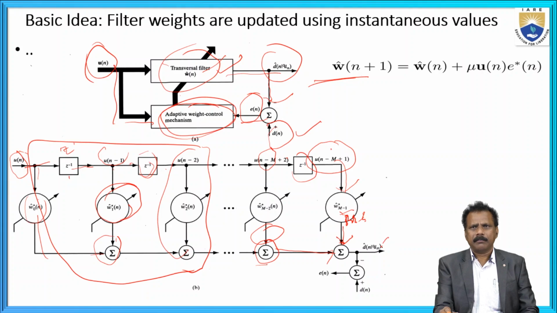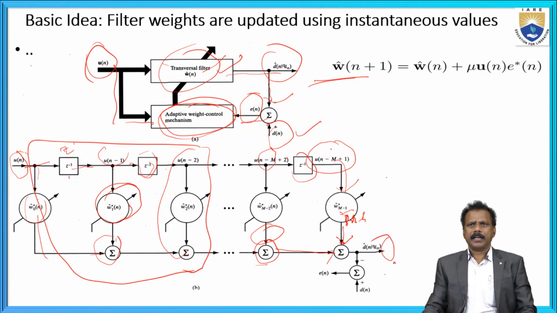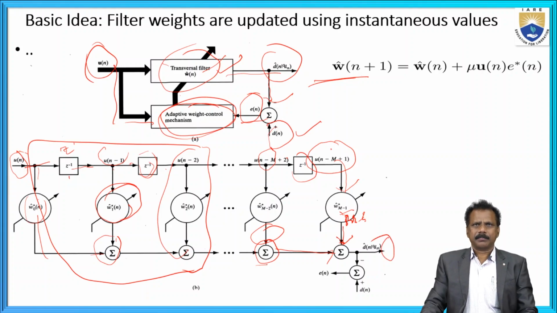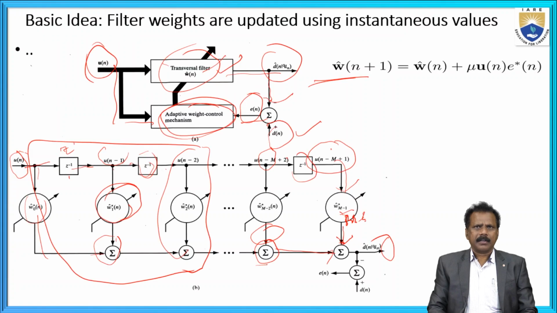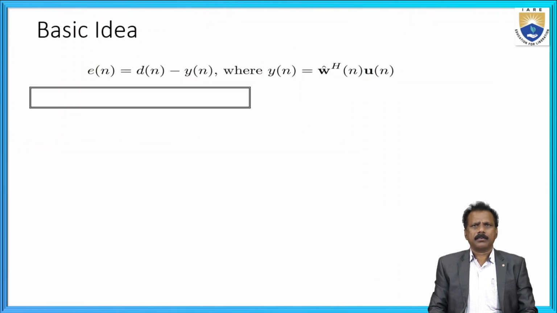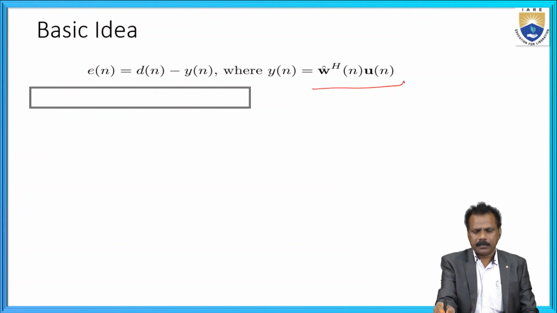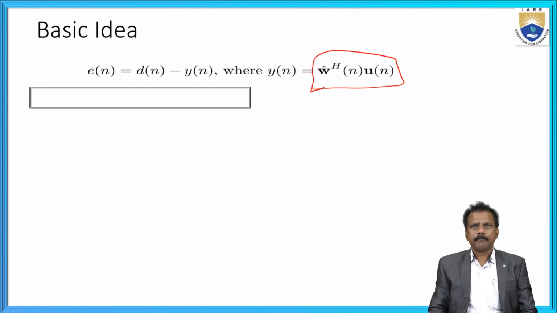Finally, we are ready to verify that d cap of n is like this. This is the design aspect, like filter weights are updating using these particular instantaneous values. This is the basic idea for analyzing this filter in the background. Where the basic idea is that e of n is equal to d of n minus y of n, where y of n is equal to this value.